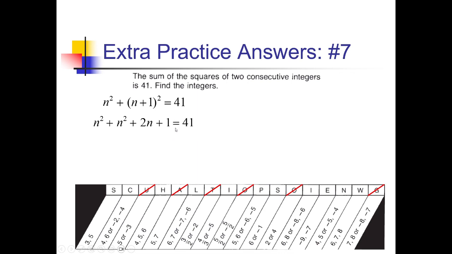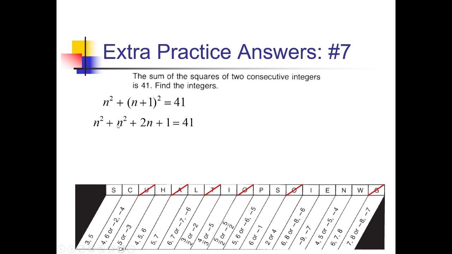Now, if you're having trouble seeing where I got this n squared plus 2n plus 1 from, I did use a little shortcut there. If you don't like the shortcut, you can write out the n plus 1 parentheses twice and just FOIL it out or lobster claw it out using distribution. All right, so let's get this in standard form.